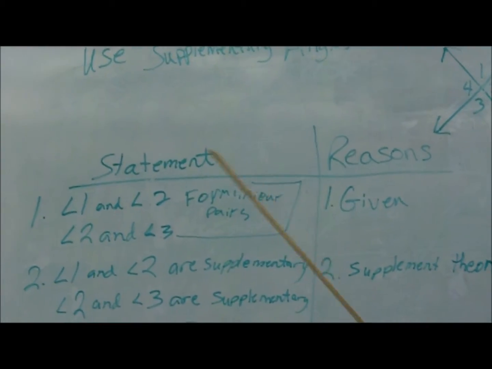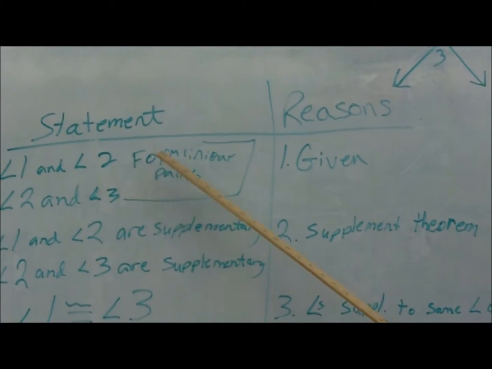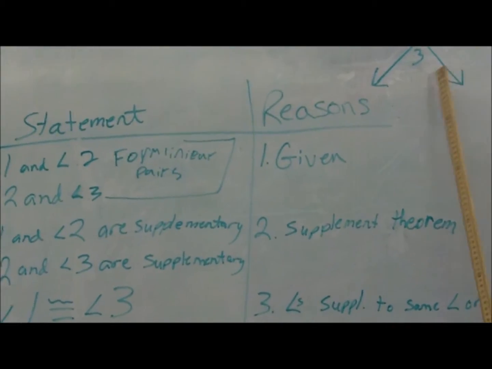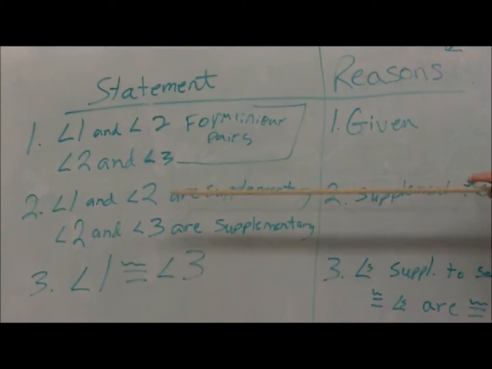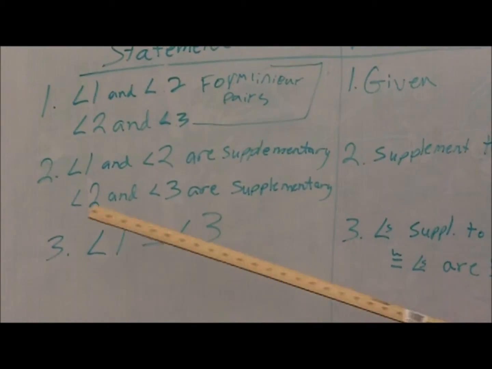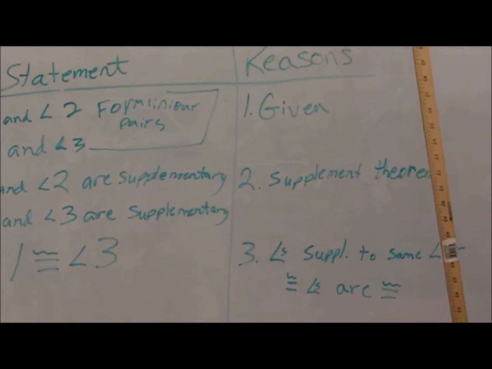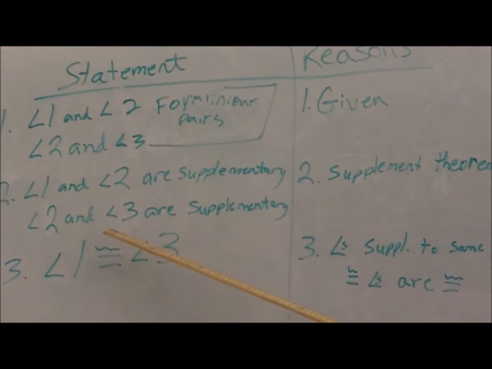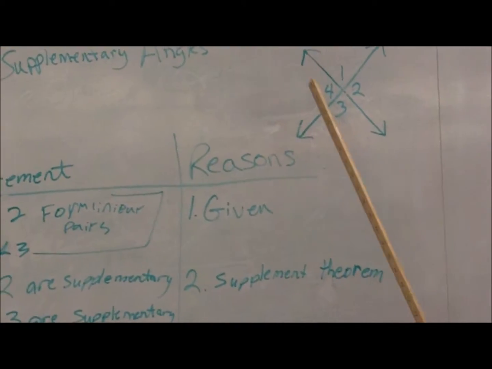Okay, use of supplementary angles. Angle 1 and angle 2 form linear pairs, and angle 2 and angle 3 form linear pairs. That is our given, as you can see. Okay, step number 2. Angle 1 and angle 2 are supplementary angles, and also angle 2 and angle 3 are supplementary angles.